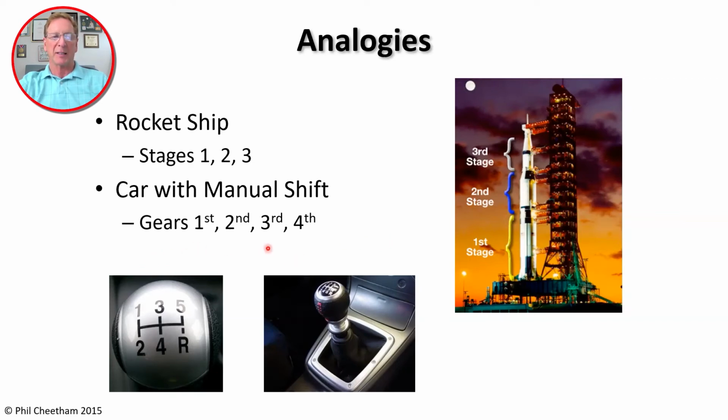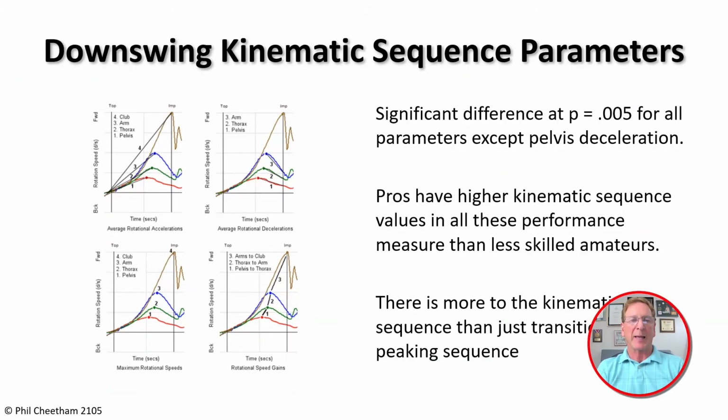If you try to start in third or fourth gear, the car will stall out because it doesn't have the power to do so. So as you gain speed, you change to second gear, third gear, and finally fourth gear. So that's kind of a conceptual idea and some analogies of how the kinematic sequence works. Let's look at the parameters that we actually measured.